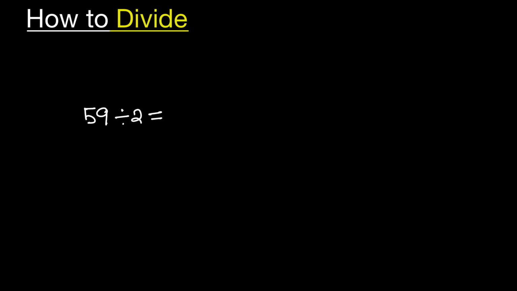Let's learn how to divide the number 59 by 2 using the long division method. Consider the first digit 5. We know that 2 times 2 is equal to 4. Subtract, we get 1. Now this 1 is less than 2.